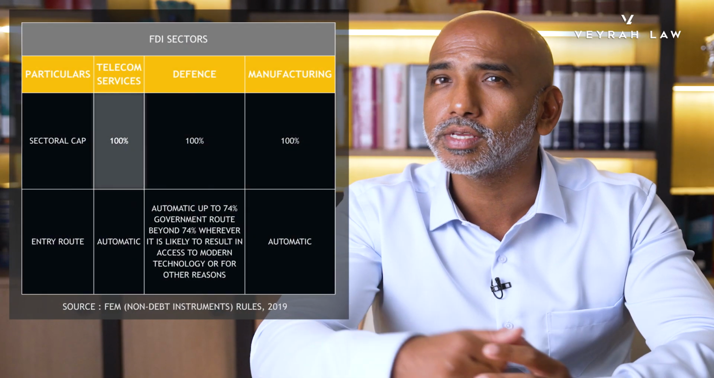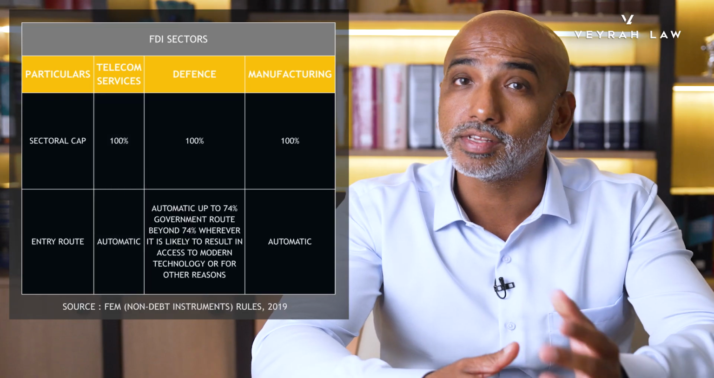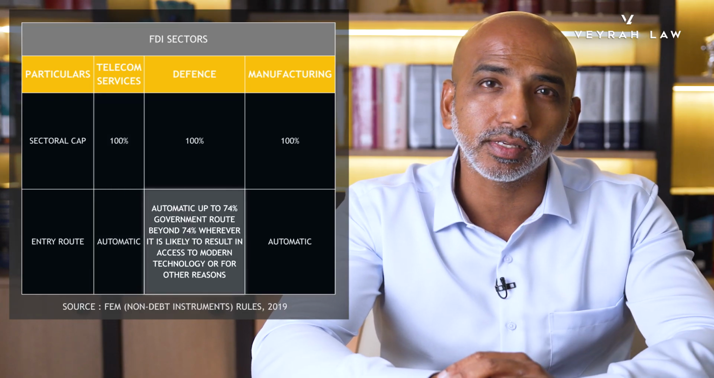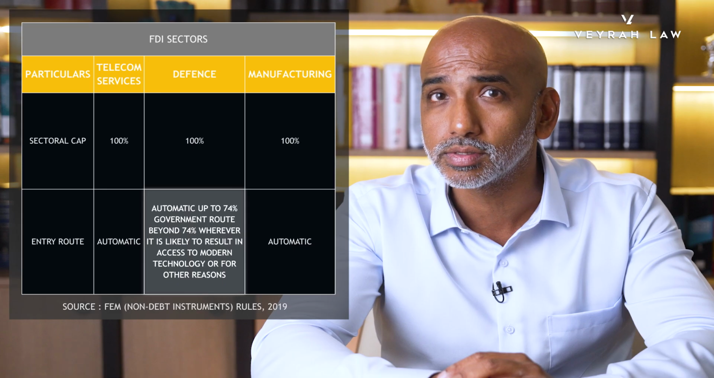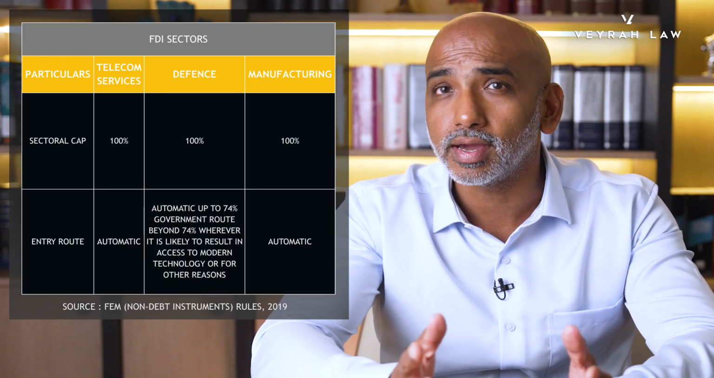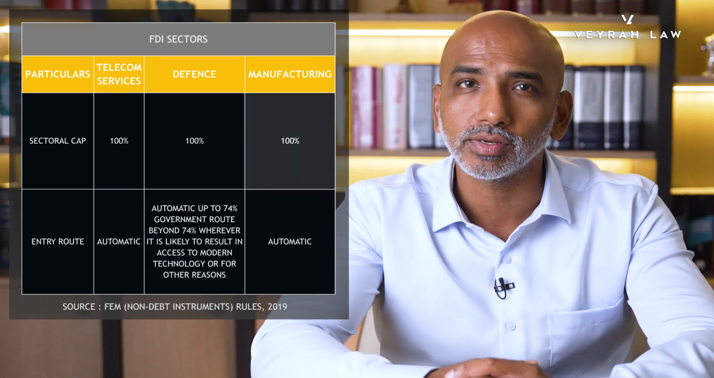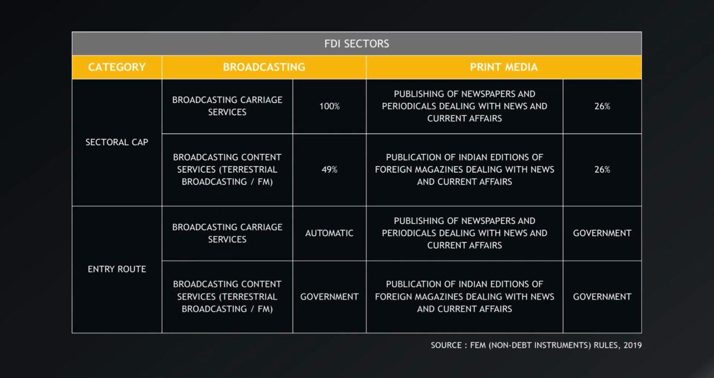For example, as of today, telecom has 100% foreign direct investment allowed under the automatic route. But in defense, only up to 74% is allowed under the automatic route. Anything beyond that requires approval from the government. On the other hand, 100% of foreign investment is allowed in manufacturing. You have media and news. In these cases, restrictions and caps apply, with many other subsectors requiring approval from the government.